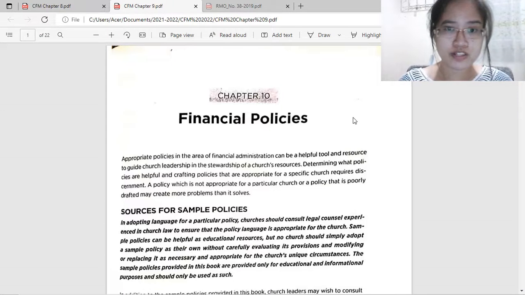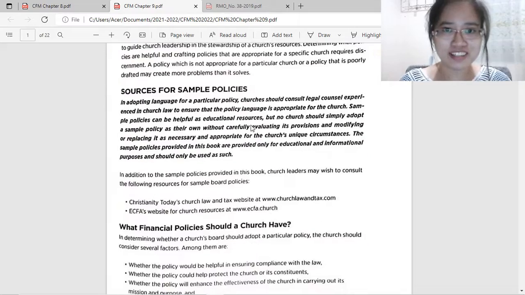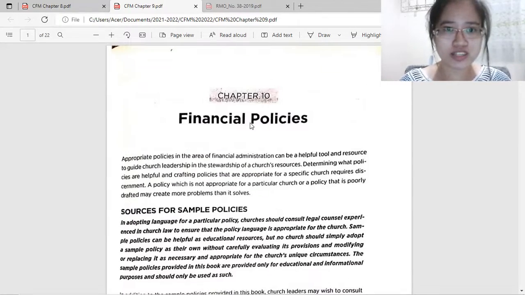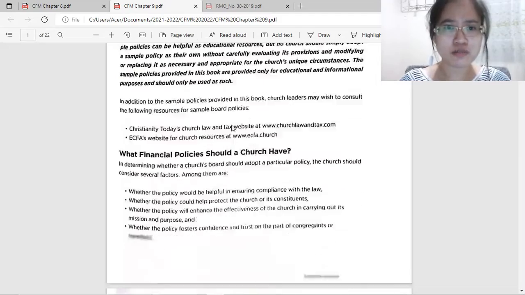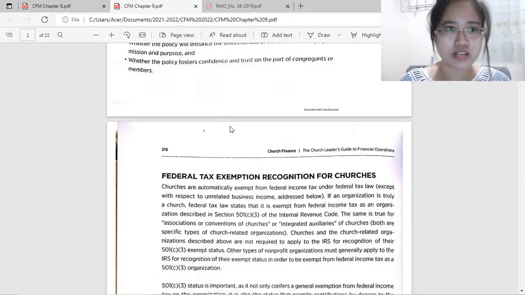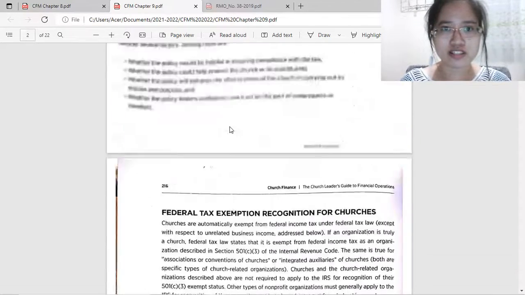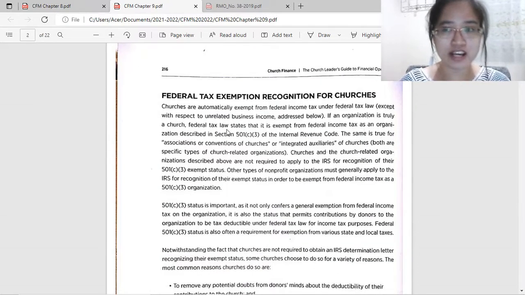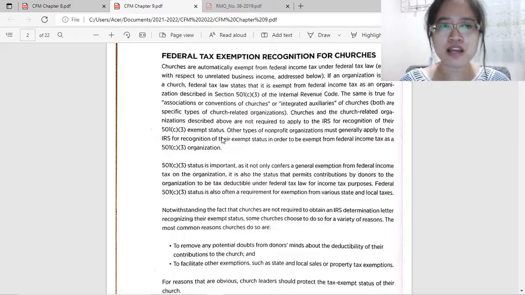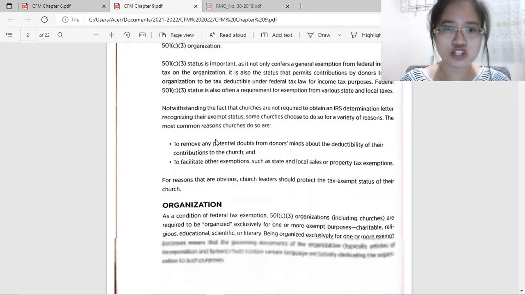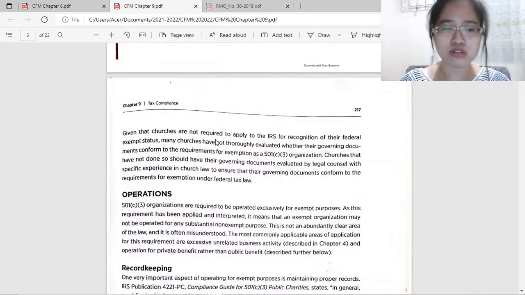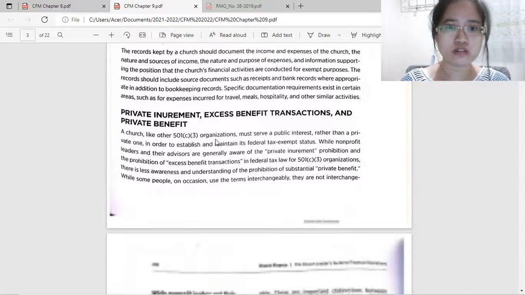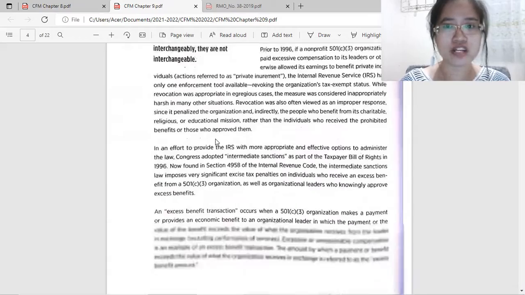Hello, so this is for the subject Church Financial Management, and we are now on Chapter 9. Chapter 9 is actually tax compliance, but for some reason, the first page of these materials is showing us Chapter 10. Sorry about that, but it's Chapter 9 tax compliance. For this discussion, I'm not going to use the material because this is US based, quite different from what we have here in the Philippines.